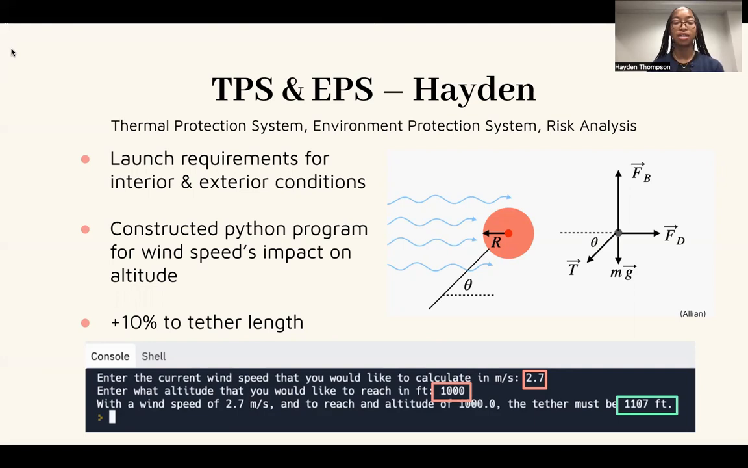So since wind would be acting upon the balloon in our launch, I constructed a Python program to account for this. At the bottom of the screen, you'll see an image where this Python program takes in user inputs. For the estimate, I used 2.7 meters per second of wind, which is roughly 6 miles per hour of wind. And we wanted to reach 1,000 feet with our system. So the system is telling me I would need around 1,107 feet of tether in order to reach that desired altitude of 1,000 feet. So I made an official recommendation to extend our tether in order to reach this desired altitude and add up to 10% to our original tether length.